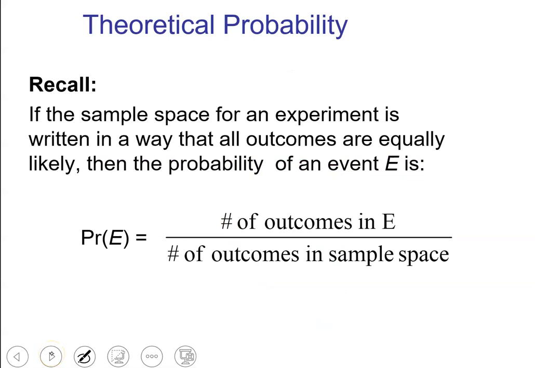Alright, so we have some theoretical probability here. If the sample space for an experiment, we talked about this last time, is written in the way that all outcomes are equally likely, then the probability of the event E is the number of outcomes in E over the total number of outcomes in the sample space.